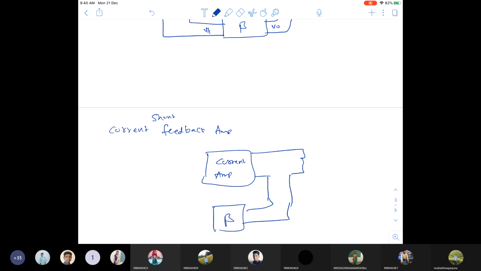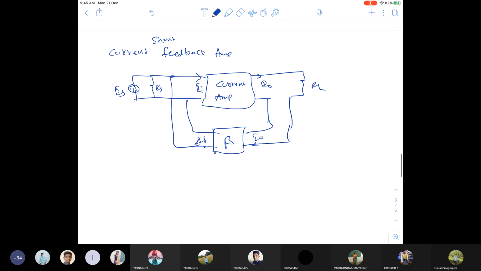Okay, so input is shunt connection, so RS is parallel. This is IS, RS, II. This is I naught. This is IF, like this. So this is the current shunt feedback amplifier. Output is current. Current will be constant in the series connection. Like this you can draw the block diagrams of the four types of feedback amplifiers.